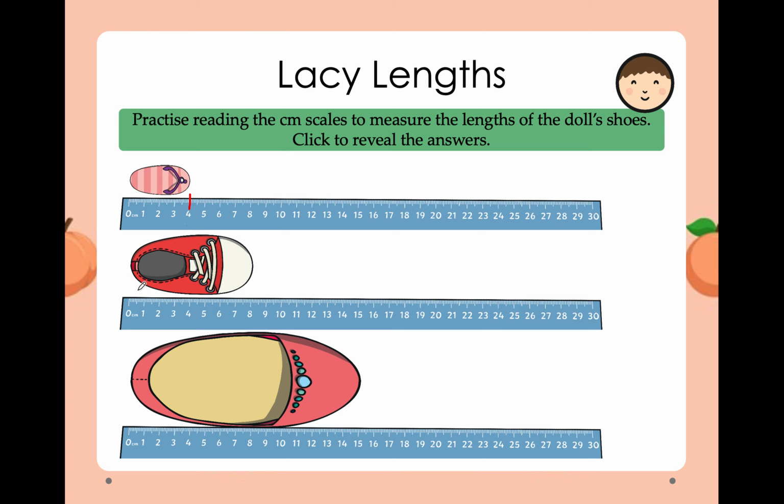Now let us look at this shoe. We also start it at the number 0 and measure it all the way. We can say that this shoe is 8 centimeters long. Now let us look at the last shoe. We also start it at the number 0 and look at the last point of the shoe. Now we can see that this shoe is 15 centimeters long.